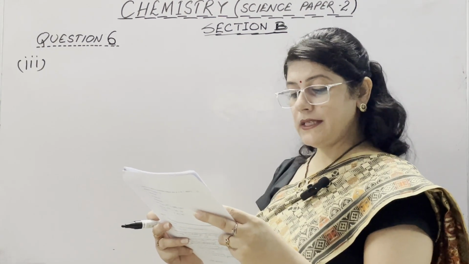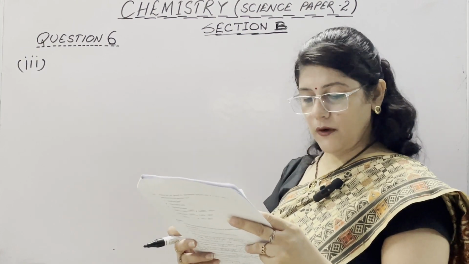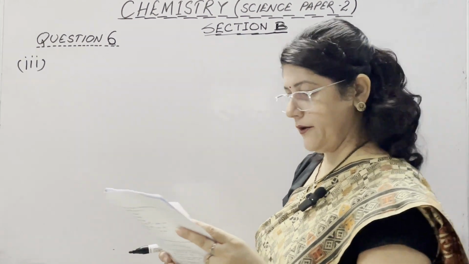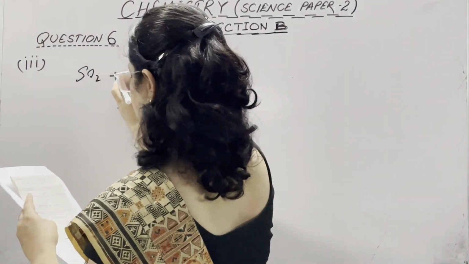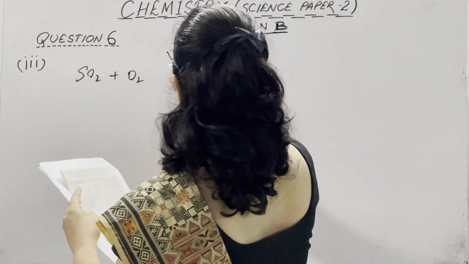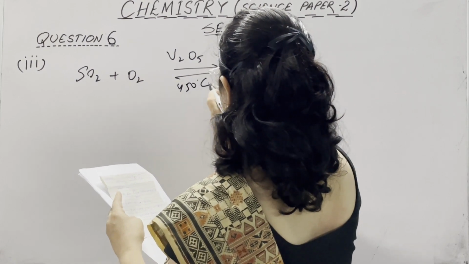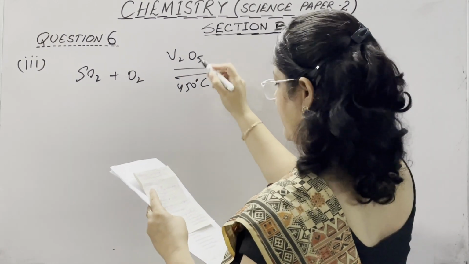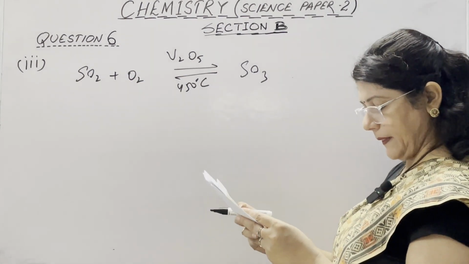In part number 3, state the conditions required for the following reactions. Conversion of sulfur dioxide to sulfur trioxide. We need to write the condition. So sulfur dioxide plus oxygen, vanadium pentoxide is used here at 450 degrees Celsius. You just need to write these, and then sulfur trioxide is formed here.